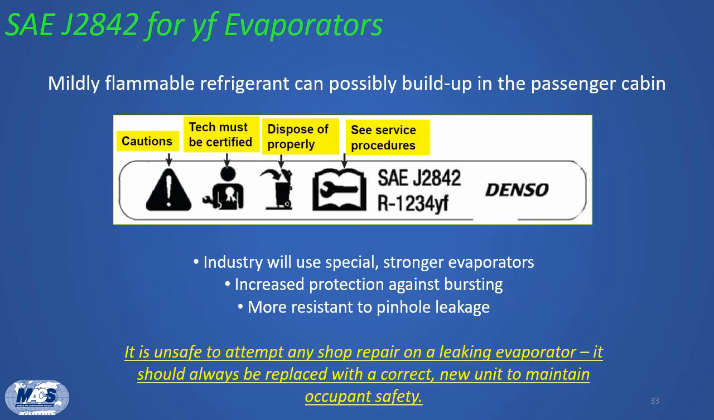The increased performance specifications for evaporators are explained in SAE Standard J2842. It requires all evaporators for HFO 1234YF systems, both original equipment and replacement, to have a permanent marking, like a label, a stamp, or an etching, that indicates the refrigerant for which it was designed and that the evaporator design meets the strength requirements of SAE J2842.